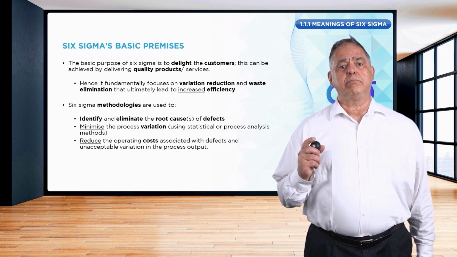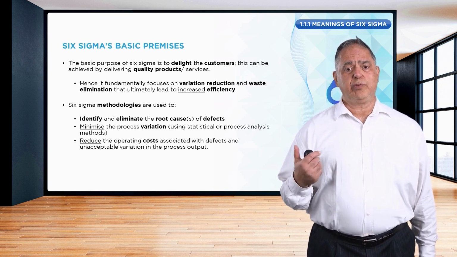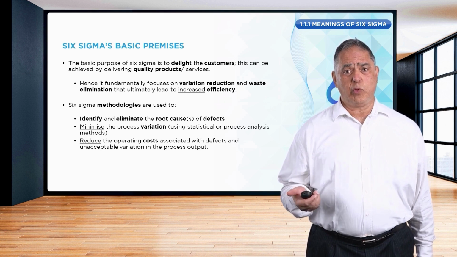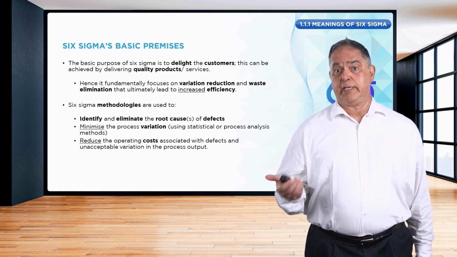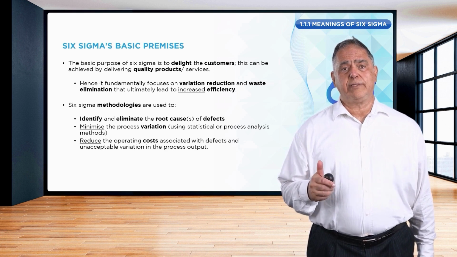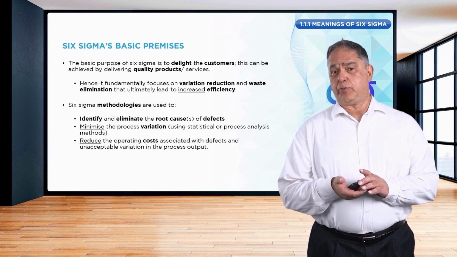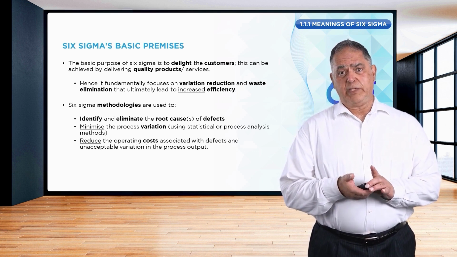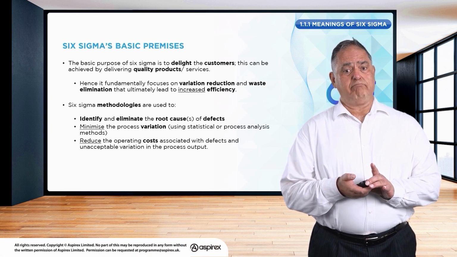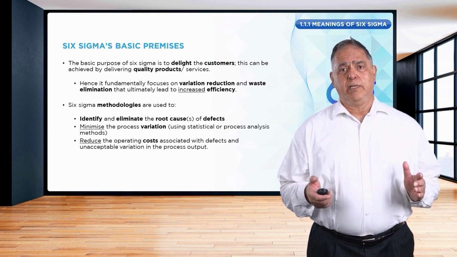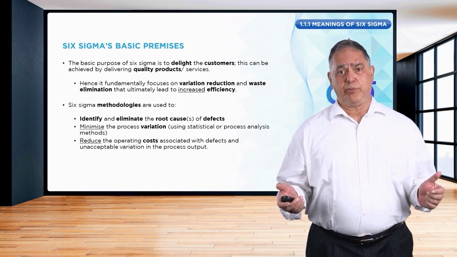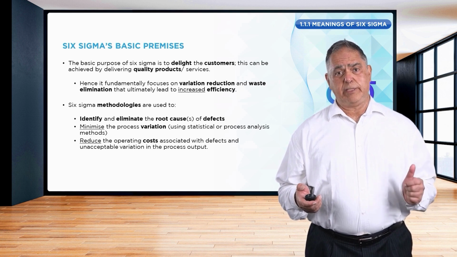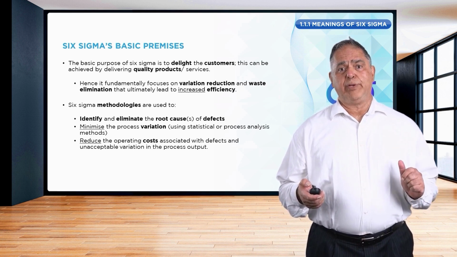Now, Six Sigma methodologies are used in order to identify and eliminate the root causes that create waste in processes or defects, and also in reducing the process variation in the output. We achieve this by using statistical tools and techniques and process analysis methods. And by achieving all this, we also reduce the operating costs associated with creating products or services.